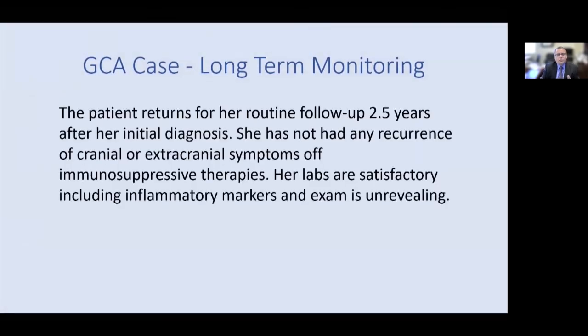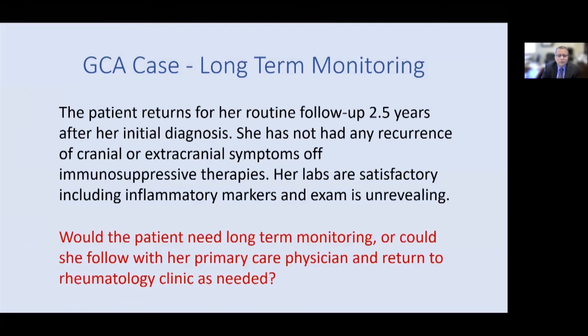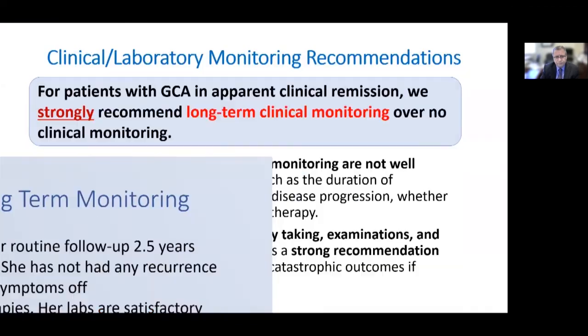So then what do we do with these patients? Somebody who has been on steroids or off of steroids, what do we do later? How do we follow them? Well, this particular patient returns now 2.5 years after her initial diagnosis, hasn't had any relapse or recurrence of the symptoms, off of treatment. Labs are good, no inflammation, and exam is unrevealing. What should we do? How do we monitor the patient? Should we, as rheumatologists, follow the patient, or just let the primary care physician send them back to you when there is a concern?